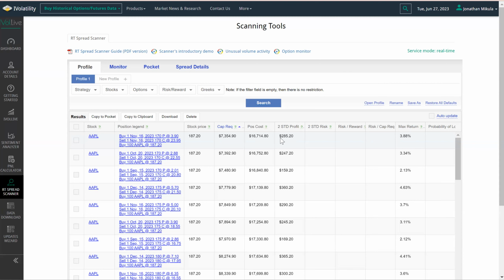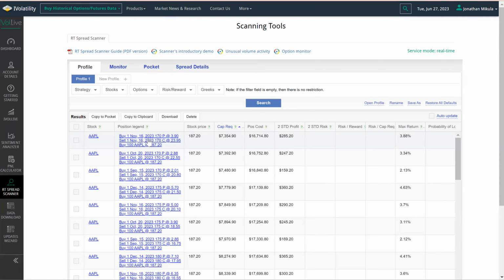So what the system is generating is saying, hey, here's how much capital is going to be required. Here's how much that position will cost you overall. And here's your potential maximum return. But I want to focus on this because the potential maximum return is very powerful. Apple's dividend right now is 0.5% annual dividend. So this is almost 4%. So that's like 8 times higher.